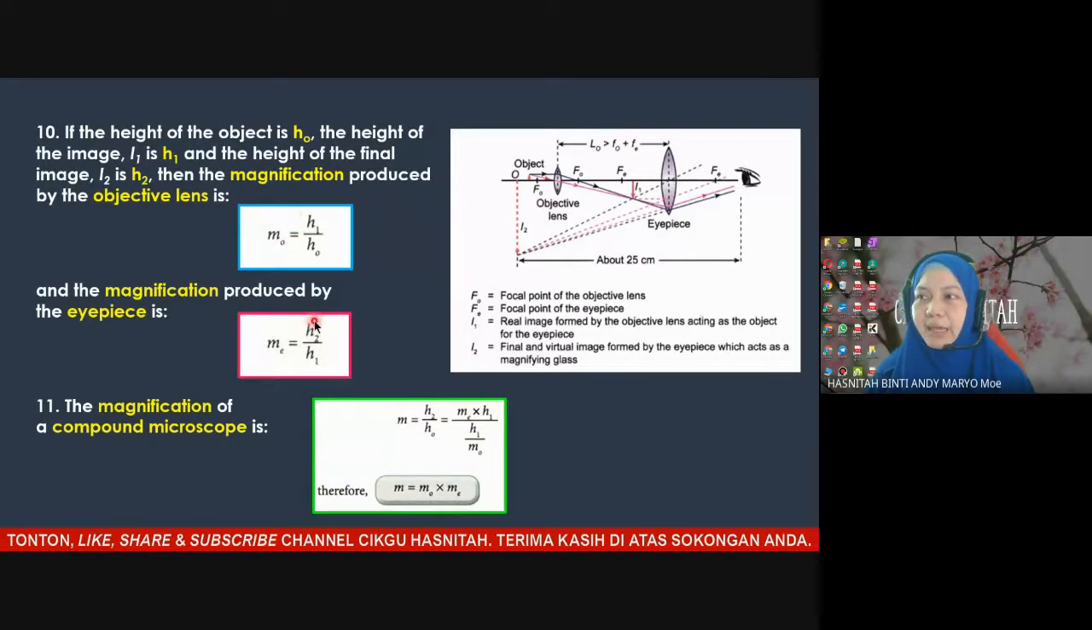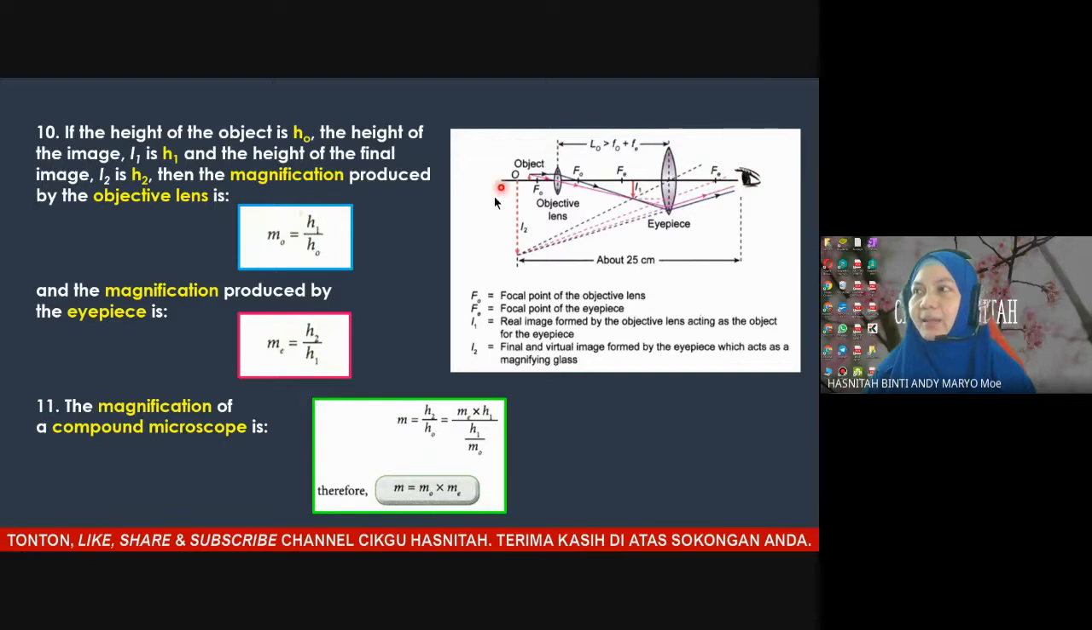The formula is the same. This is H2, the height of the second image, divided by the height of the second object, HI. And by combining these two equations, we get the magnification for the compound microscope. So this is the final formula: the magnification of the compound microscope is the magnification of the objective lens multiplied by the magnification of the eyepiece. Later you can spend some time going through this formula to understand it.